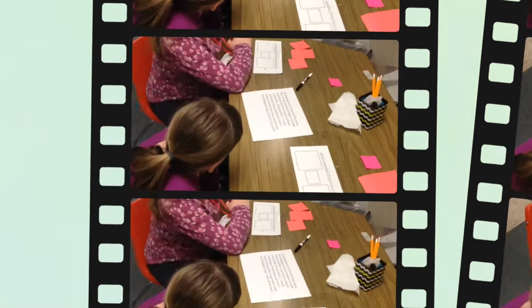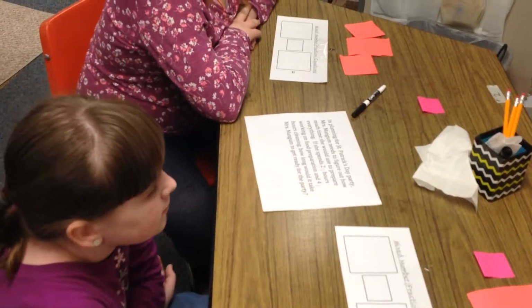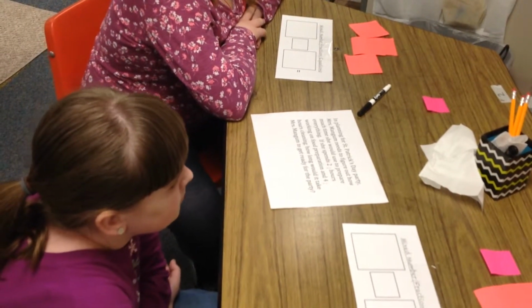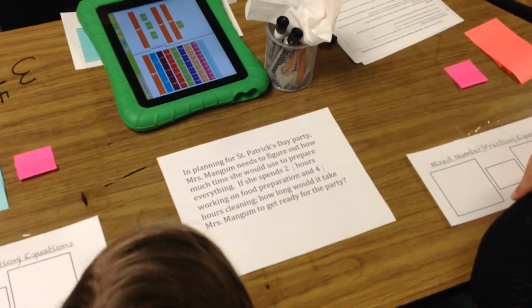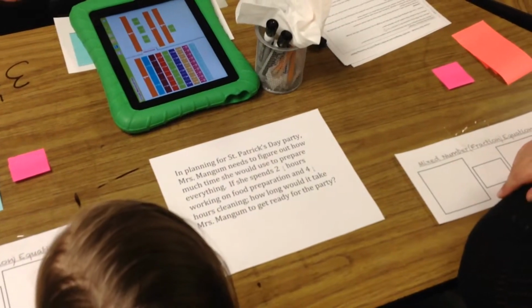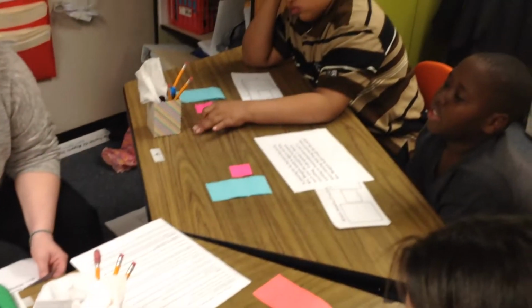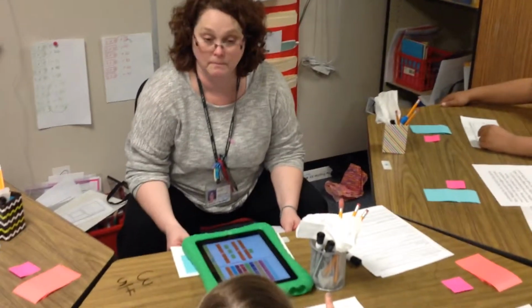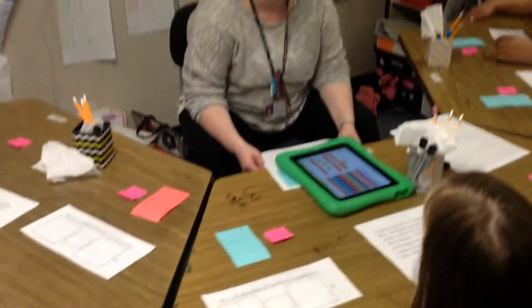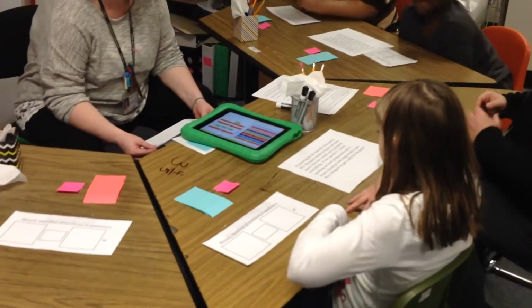Persevere. Planning for St. Patrick's Day party, Mrs. Mangum needs to figure out how much time she would use to prepare everything. If she spends 2 and 2/6 hours working on food preparation and 4 and 3/6 hours cleaning, how long would it take Mrs. Mangum to get ready for the party? What is my question asking you? We are adding. How do you know? Because how much time you would spend.